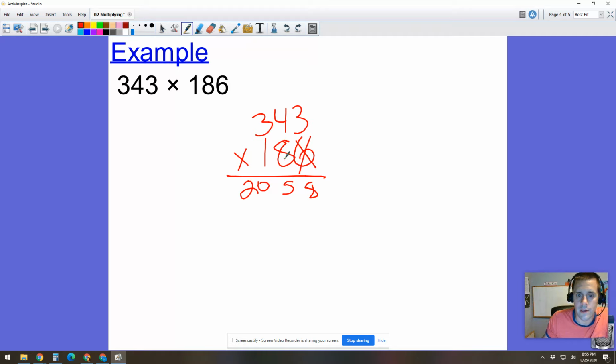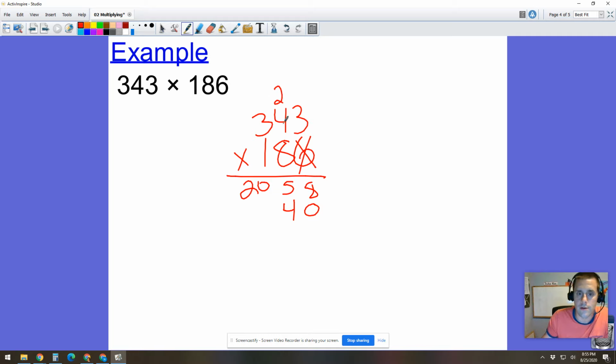Hopping over to the ones place with the 8. Before we multiply, though, because we hopped a place value to this 8, make sure you are adding in that 0. 1 0 means we hopped over one place value. So we've added our 0, and now we can do 8 times 3 to get 24. Writing the 4 and carrying the 2.